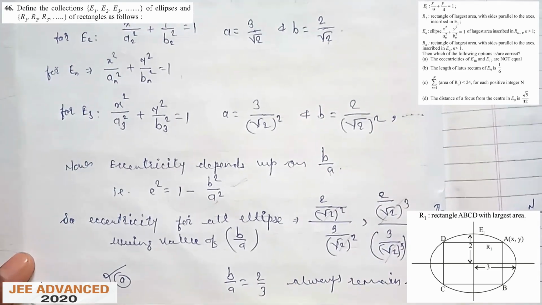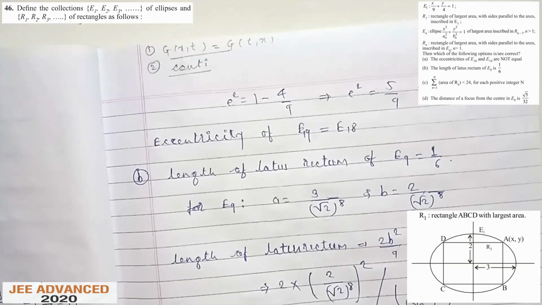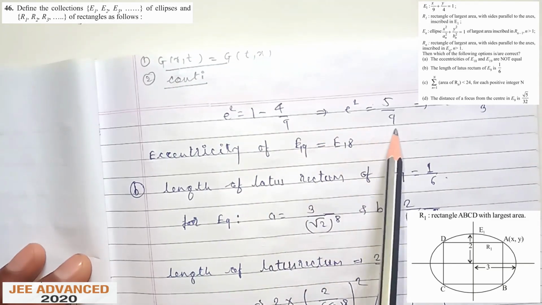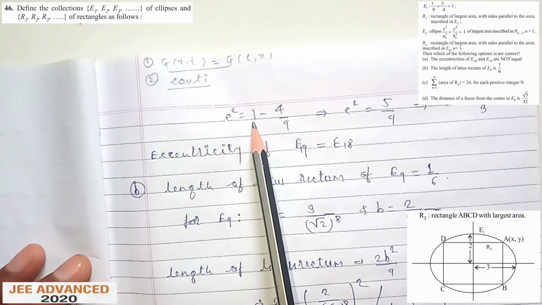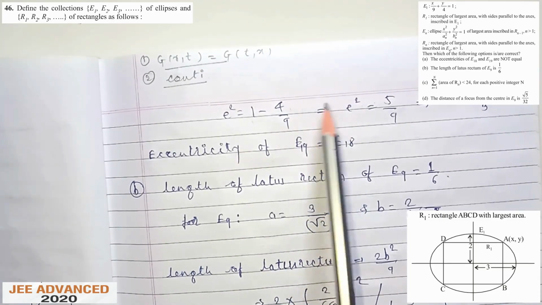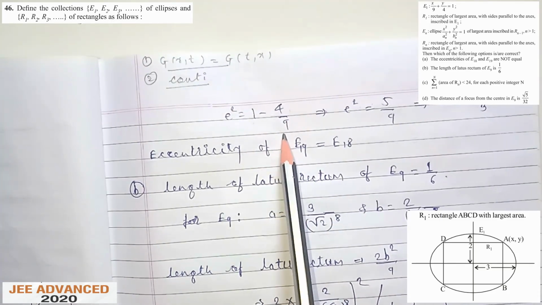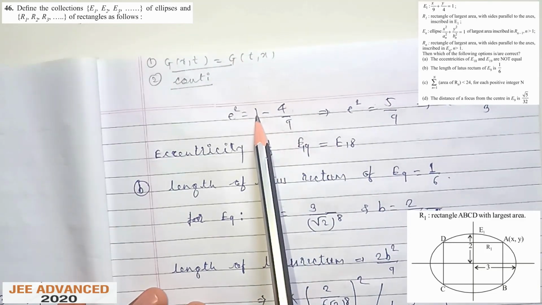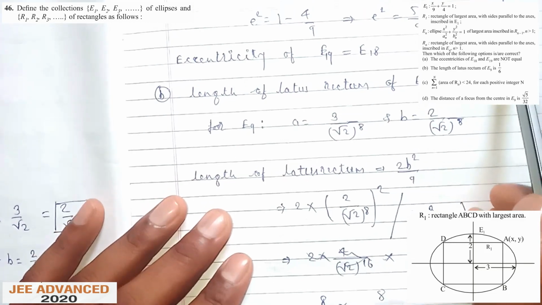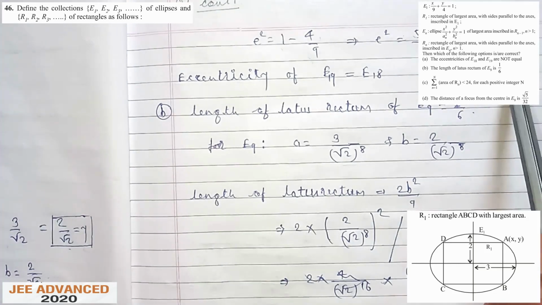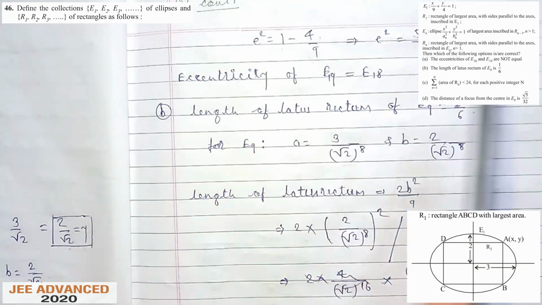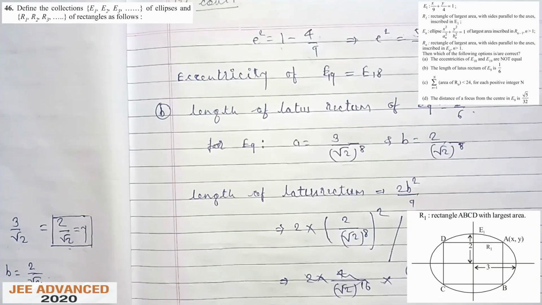And let's find out what the eccentricity is. Here we can see the eccentricity is 1 minus b square by a square. b square by a square means 2 square by 3 square, which is 4 by 9, and 9 minus 4 is 5 by 9. So I got the value of the eccentricity as root 5 by 3. The eccentricity for all the nth ellipses always remains the same, which is root 5 by 3.